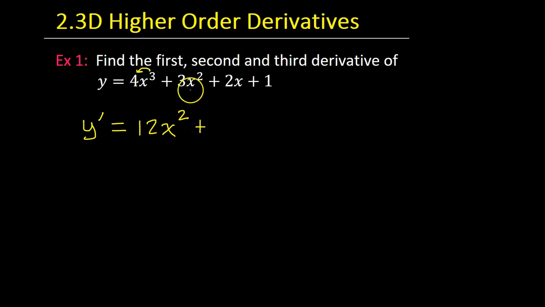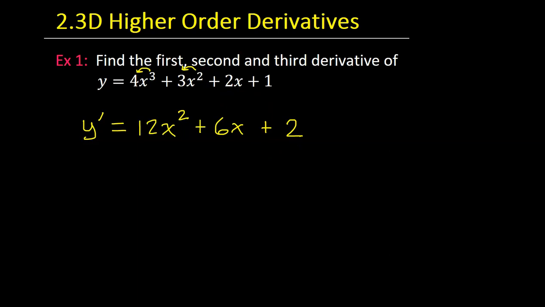Moving on to the next term, power rule again, 2 times 3 is 6. Reduce it by 1, it'll just be x. Moving on to the 2x, the derivative of 2x is just going to be 2. And then the derivative of a constant is always going to be 0, so we write nothing. So this is the derivative of function y, and we could call it the first derivative.